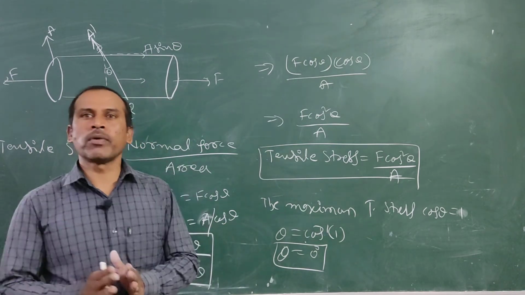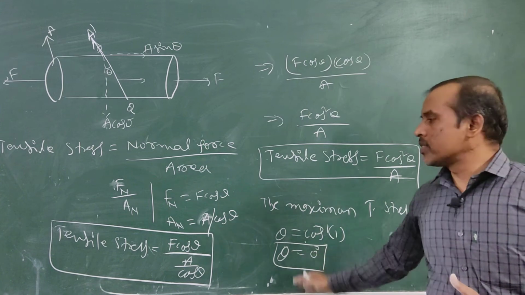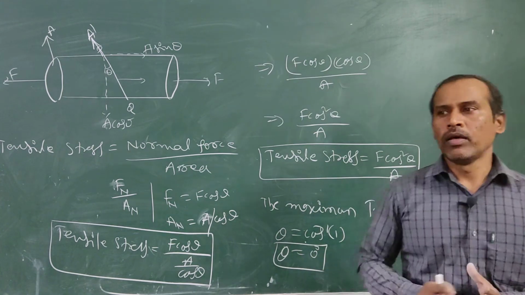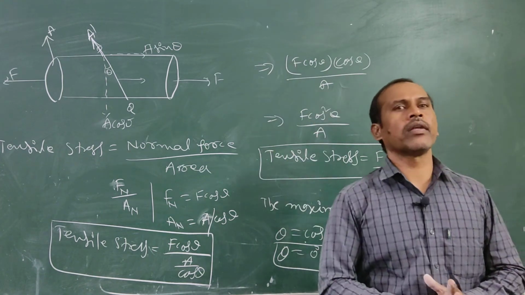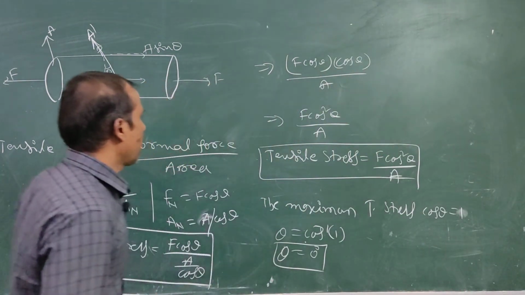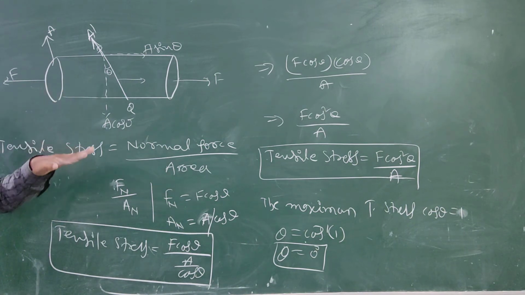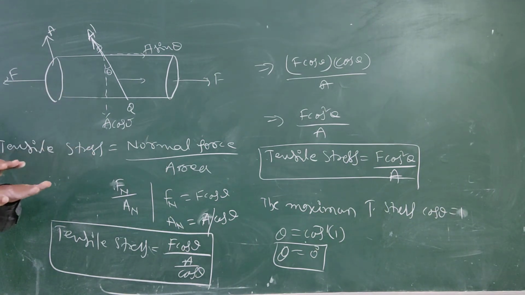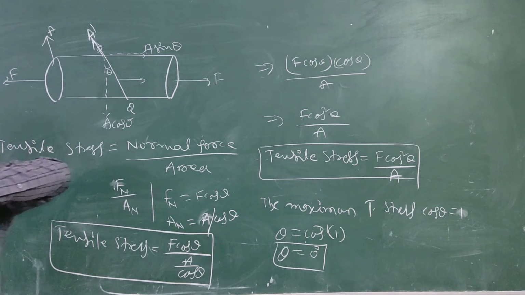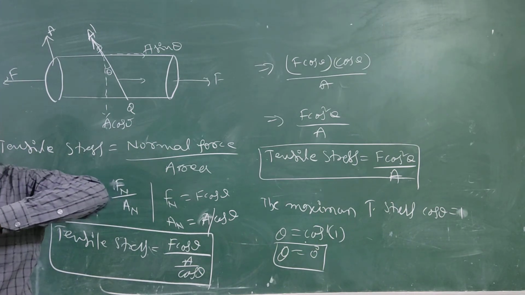So when is the tensile stress maximum? Theta is equal to 0 degrees, that is, both are in the same direction. Now shearing stress means the tangential force applied to the surface of the cylinder.